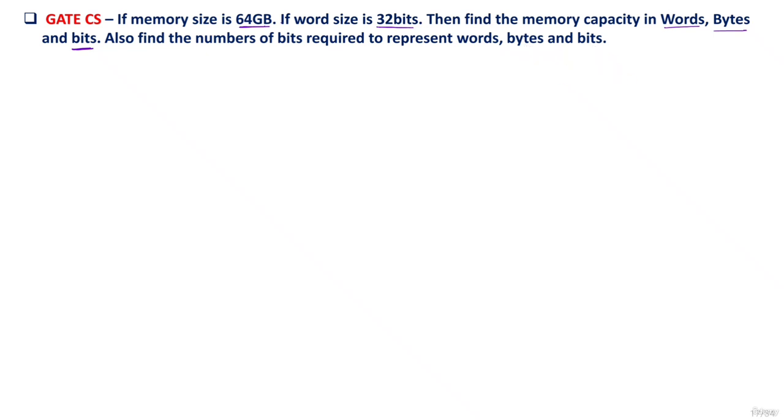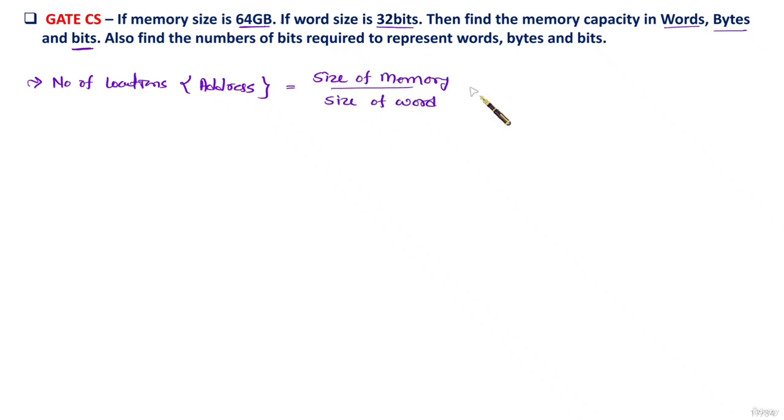So here when you want to calculate number of locations for words, locations means addresses. It will be size of the memory divided by size of the word. So what is the size of memory over here? 64 GB divided by size of word, which is 32 bits, right? So here 64 into G means 2 to the power 30 into B means byte means 8, divided by 32. So this 32 and this 64 will make it 2, and 8 into 2 will be 16.